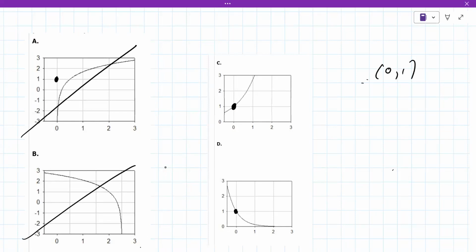Okay, the next ordered pair was 1, comma, 0.1353. Which of these has that point? Or which one doesn't is the other way to look at it. Okay, give me like 1 second.